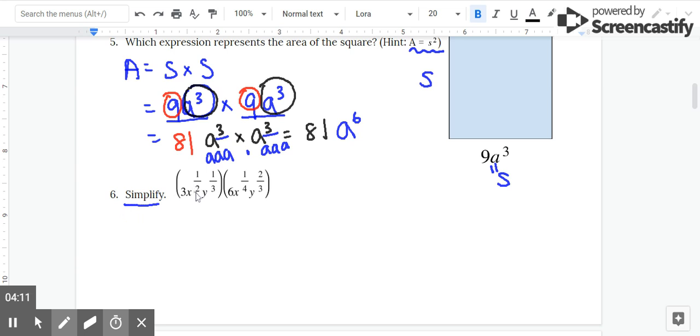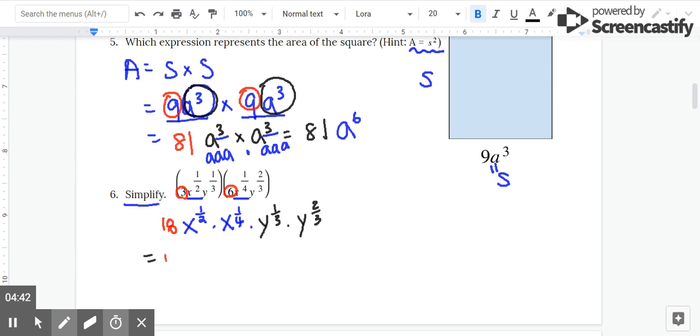And now we're going to simplify. You see a fraction, don't freak out, don't panic, it's okay. So the first thing you need to do is multiply the numbers, the coefficients. So I'm going to multiply 3 and 6, which is 18. And let's look at x and x. So x to the 1/2, x to the 4th, and we have leftovers here, y to the 1/3, y to the 2/3.